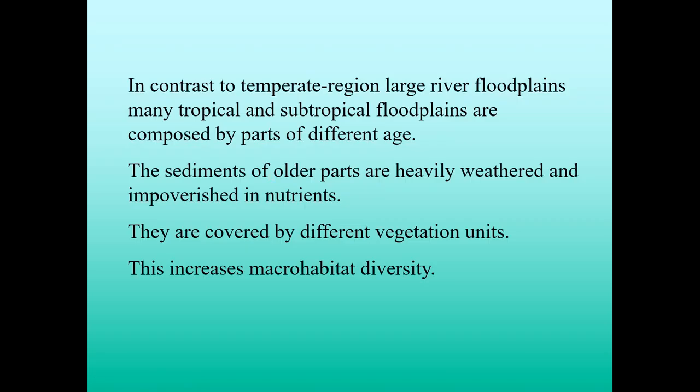If we summarize, we can say, in contrast to temperate regions, large river floodplains, many tropical and subtropical floodplains are composed of parts of different age. The sediments of older parts are heavily weathered and impoverished in nutrients. They are covered by different vegetation units, and this increases macro habitat diversity.